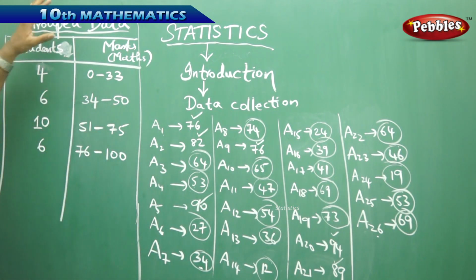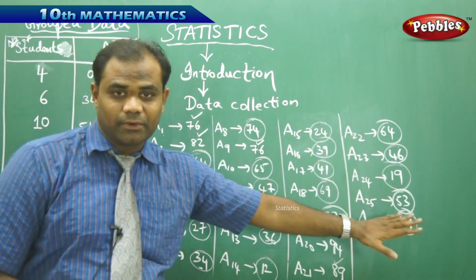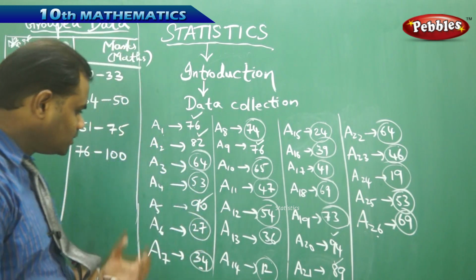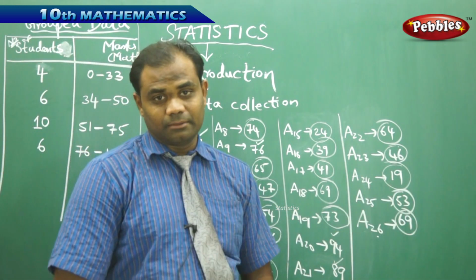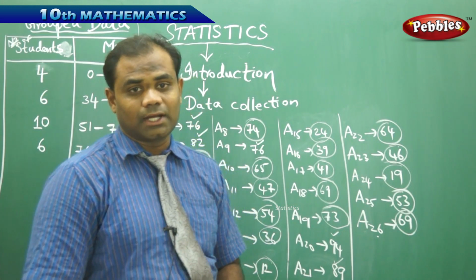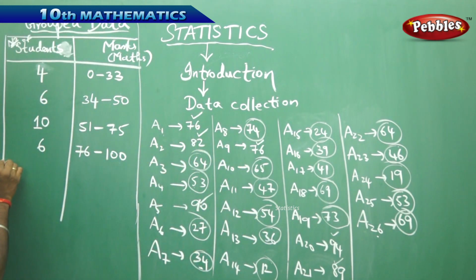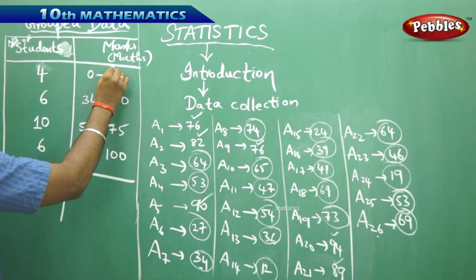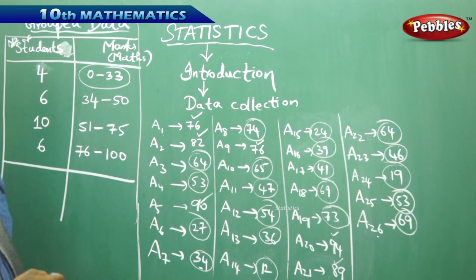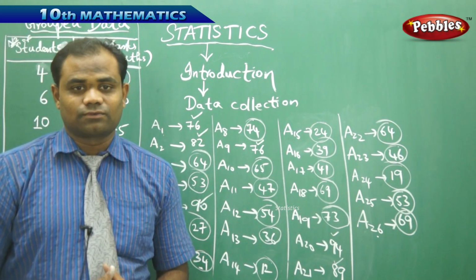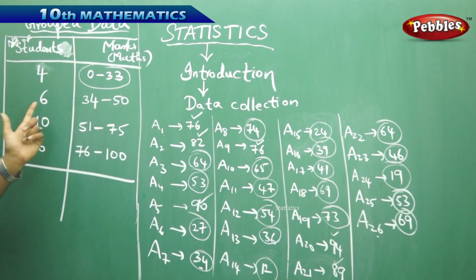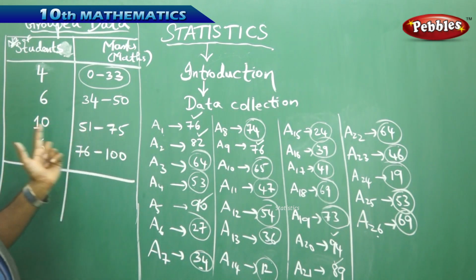So this table clearly gives us the picture of the entire data of 26 students taken into account with their marks obtained in mathematics, with the maximum mark standing at 100. Clearly my grouped data gives me an analyzed picture. In the entire class of 26 students, the number of students who got marks between 0 and 33 is 4, between 34 and 50 is 6, 51 to 75 is 10, and 76 to 100 is 6.